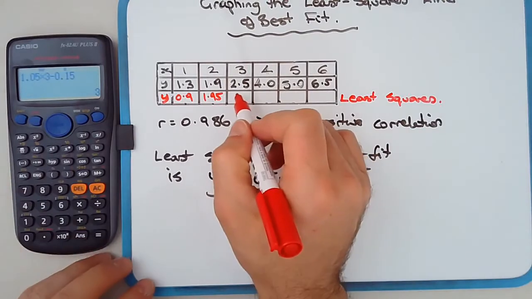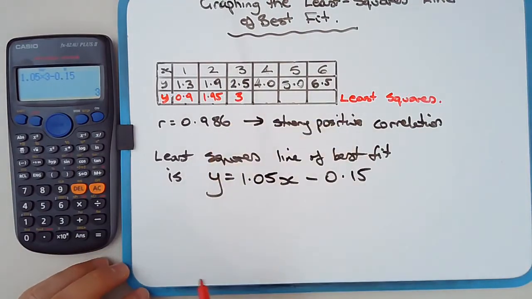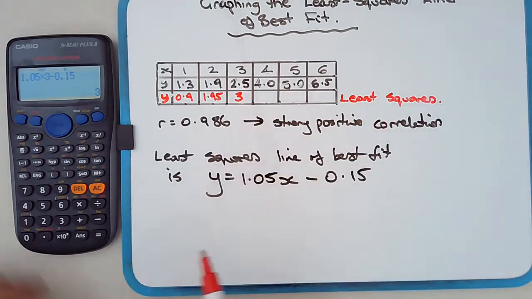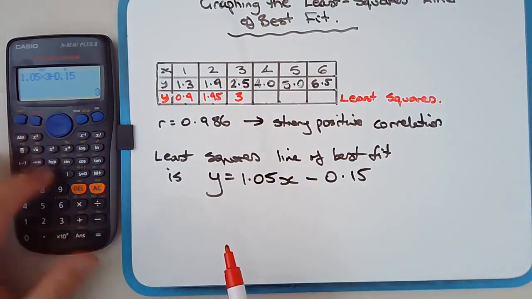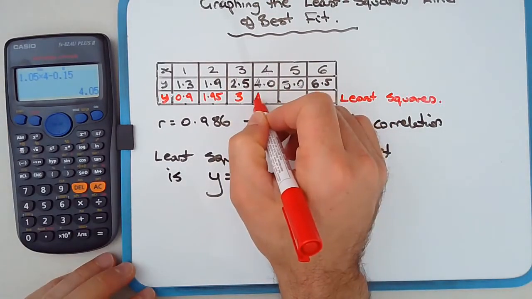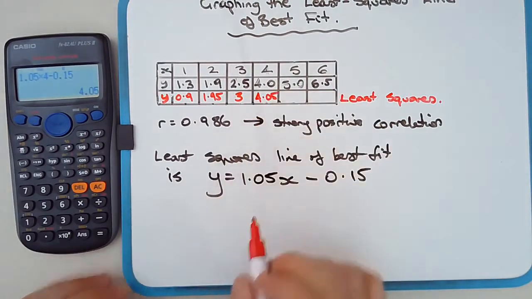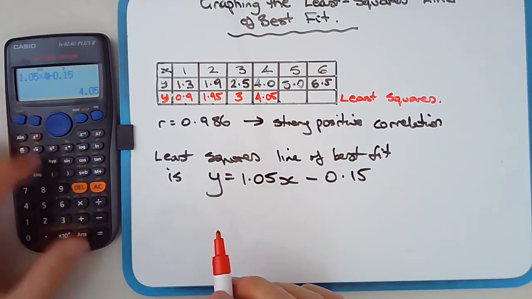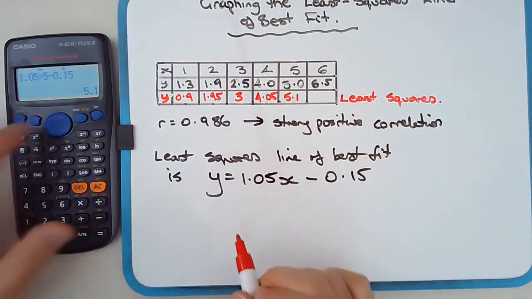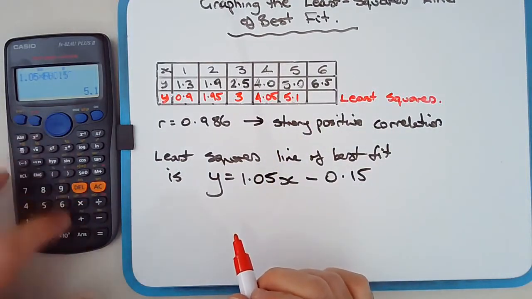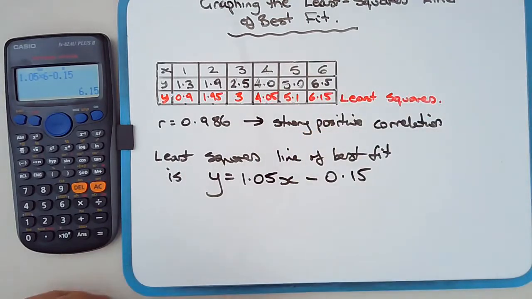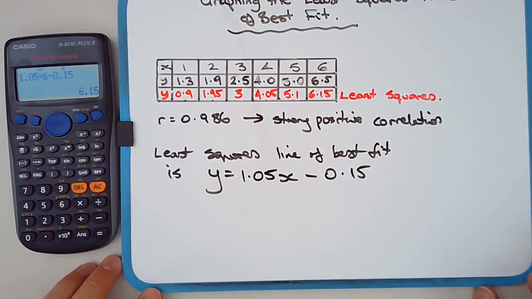Okay, that's 3. So there's an x and a y value. The least squares y value is identical there. Okay, 4 is 4.05. Okay, 5 is 5.1. And 6 is 6.15. Okay, so we have those points.